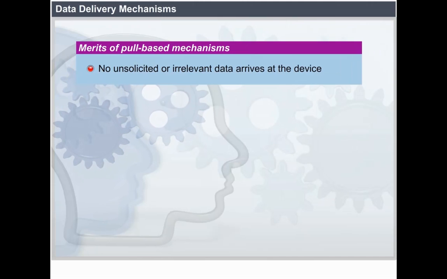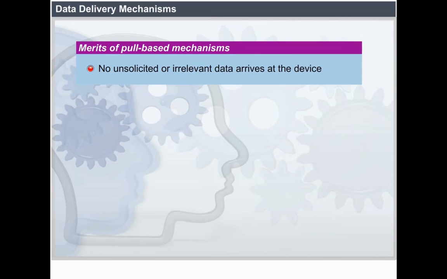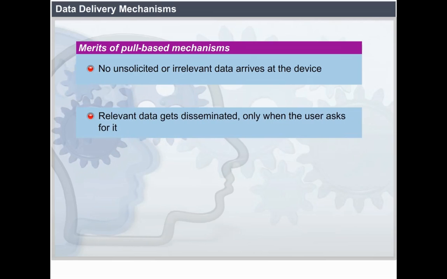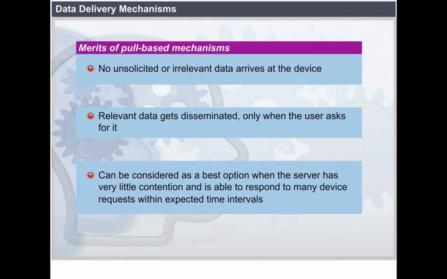Advantage of pull-based mechanisms. No unsolicited or irrelevant data arrives at the device. Relevant data is disseminated only when the user asks for it. It is the best option when the server has very little contention and is able to respond to many device requests within expected time intervals.